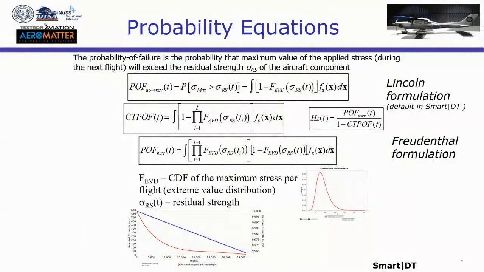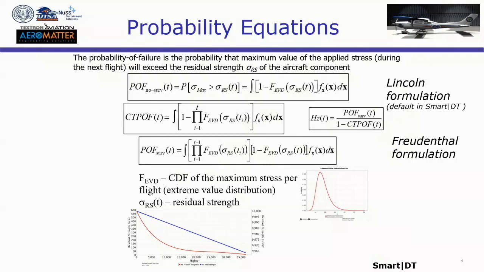So Dr. Milwari already went through this formulation, but let me explain one more time what we do. We're academics, so we have to show some equations, okay? When we compute the probability of failure without survival term, that's what is known as the Lincoln formulation. It's the default in SMART. When you run the analysis today using the GUI, you get the Lincoln formulation, which is this one.